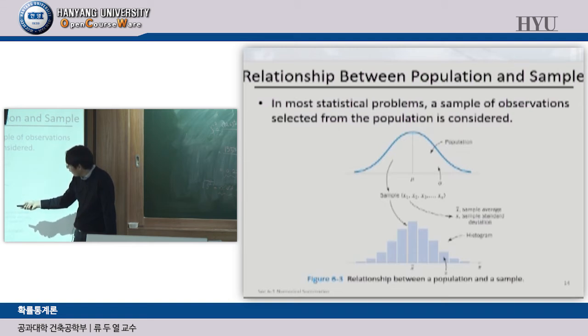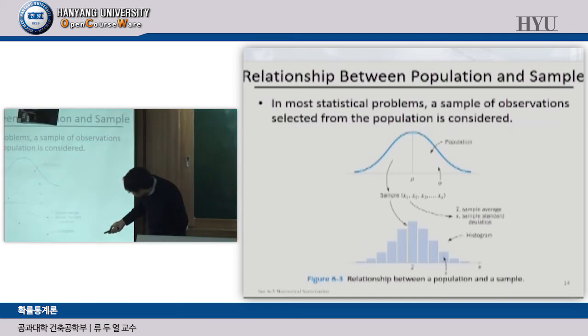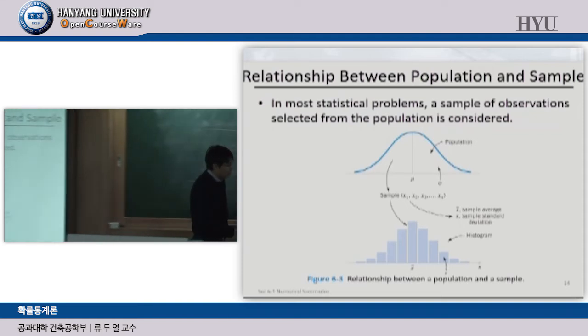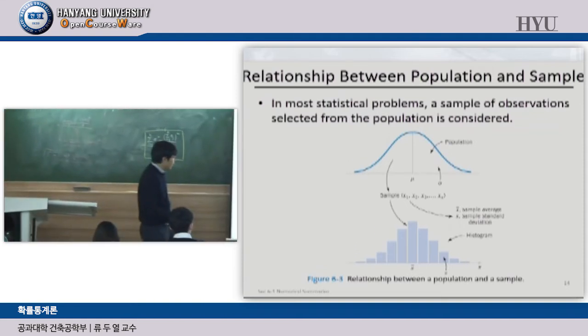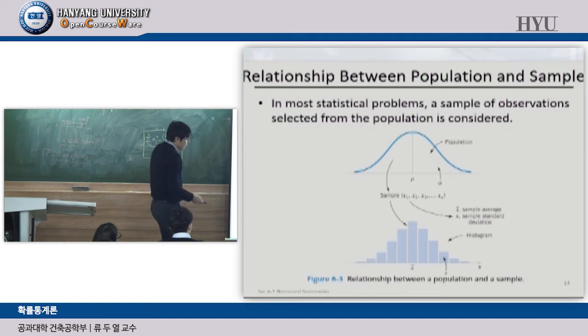And the sample is from x1 to xn, and normally we can count the number of samples. So this sample is expressed by this histogram here. And this histogram has the mean x bar, and the scatteredness of the data is given as the standard deviation s. Okay? So normally, the sample is expressed by the histogram, and the population is expressed by the line, with the mean mu and the sigma.